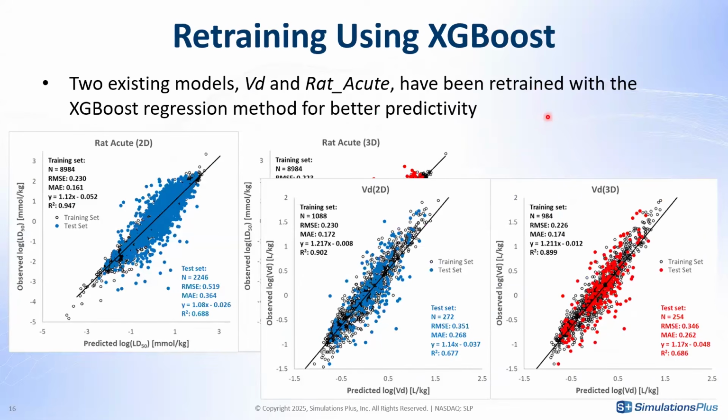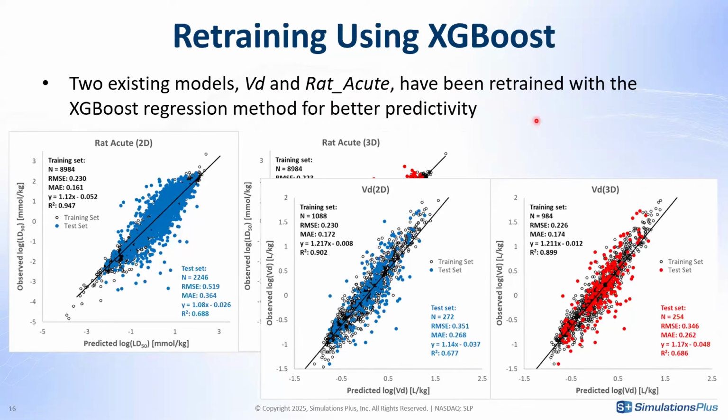One of the activities that we undertook in the last release cycle was to explore alternative modeling methods. And one that turned out to be the most promising was the so-called XGBoost method, which is from the family of extreme gradient boosting algorithms. We looked at many of our existing training sets to see whether XGBoost could enhance the performance, and found 2 models in particular for which that was true. One was volume of distribution, the other rat acute toxicity.